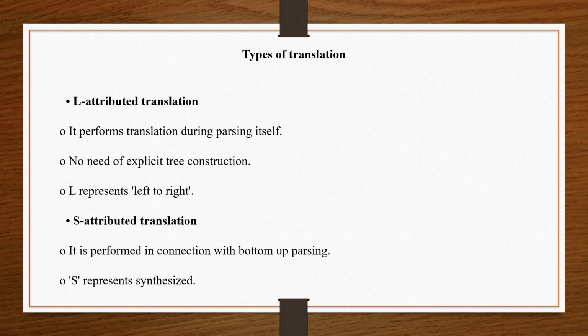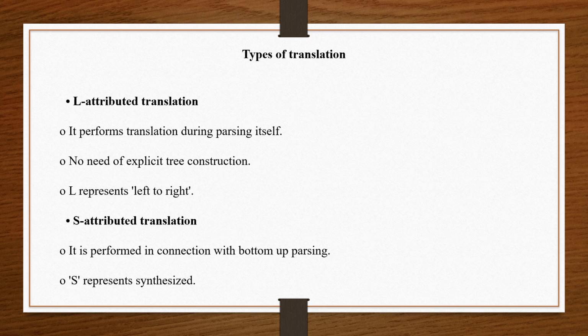Now, depending on the attribute, we have two types of translation: L attribute translation and S attribute translation. What is L attribute translation? It performs translation during parsing itself. No need of explicit tree construction. L stands for left to right.